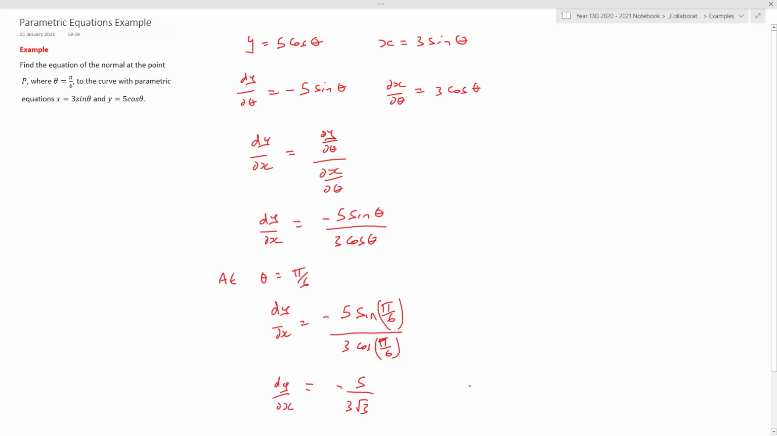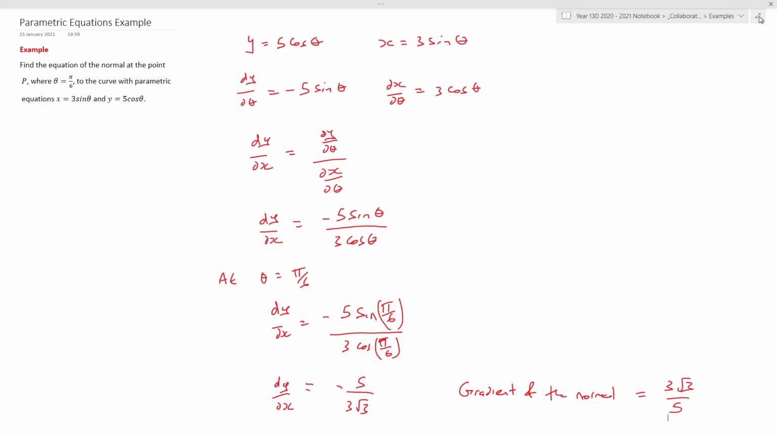The gradient of the normal is perpendicular. So that's going to be the reciprocal of this times minus 1. So that's going to be equal to 3 root 3 over 5. Okay, so we found the gradient, and we found the gradient of the normal. So what we need to do now is find the coordinates of x and y at this point.